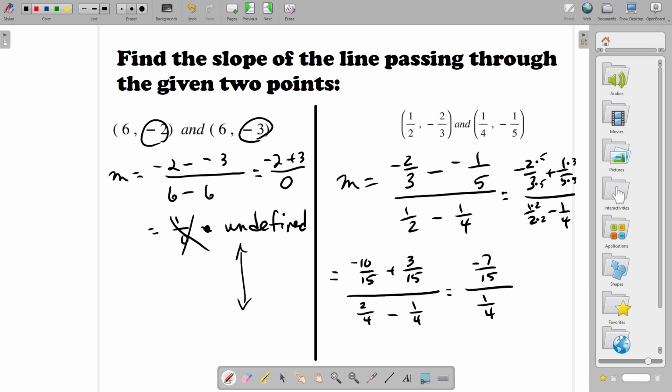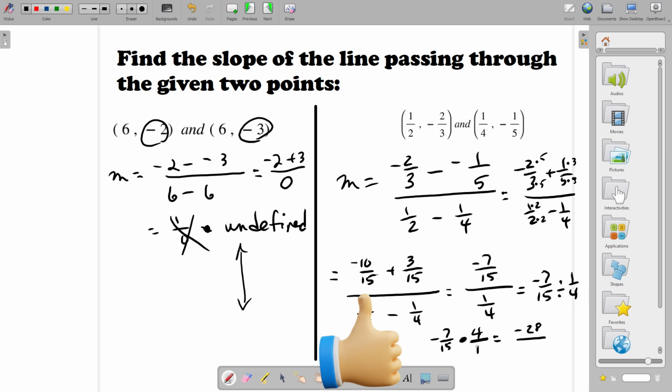This is a complex fraction. We don't leave an answer with a fraction that has fractions in the numerator and or denominator. So what this really means is -7/15 divided by 1/4. And we know when we divide fractions, we change to multiplication and write the reciprocal of the second fraction, which is 4 over 1. And so now we get -28 over 15.